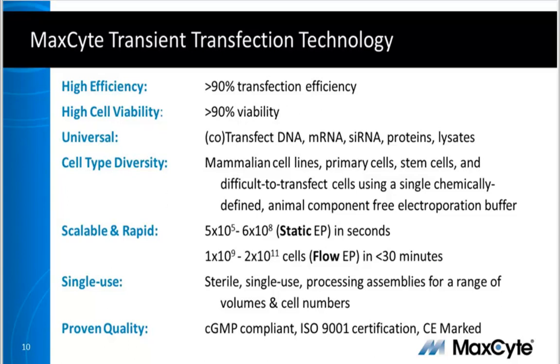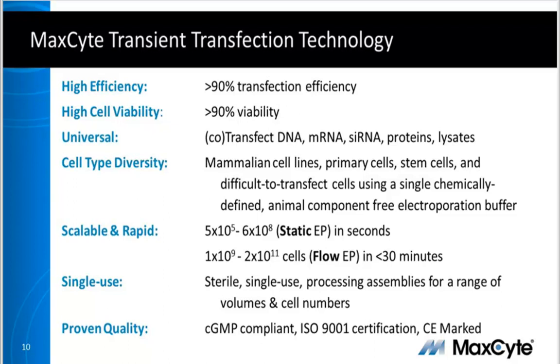The technology is compatible with a wide variety of cell lines, as well as primary cells and stem cells. For all of these cell types, a single chemically defined, animal component-free electroporation buffer is used. Maxcyte electroporation is extremely scalable, able to transfect from 500,000 to 200 billion cells. Smaller numbers of cells are transfected in a cuvette-style chamber via static electroporation. At this scale, the process takes only a few seconds.